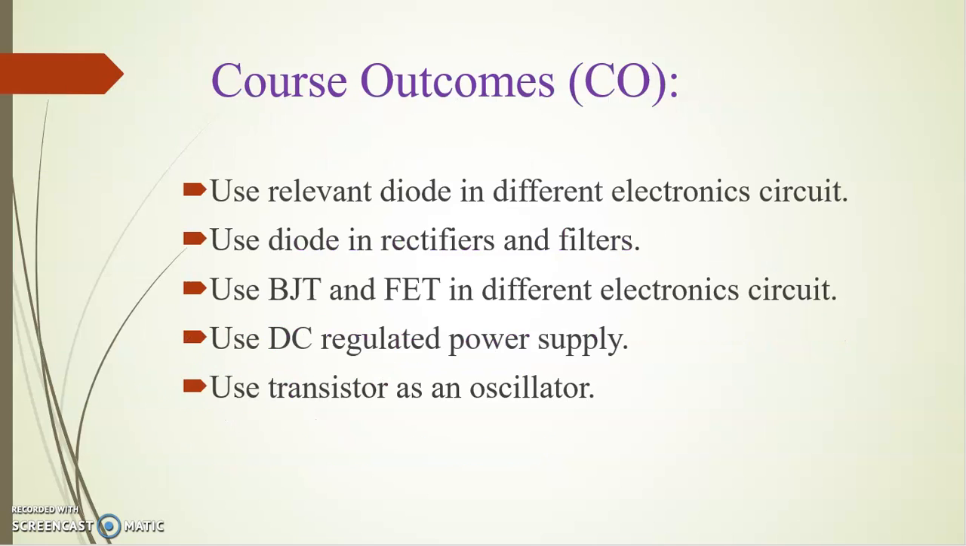So, the course outcomes (CO) for the Elements of Electronics subject are: first, use relevant diodes in different electronic circuits; use diodes in rectifiers and filters; use BJT and FET in different electronic circuits; use DC regulated power supply; use transistor as an oscillator. So these are the course outcomes for Elements of Electronics.